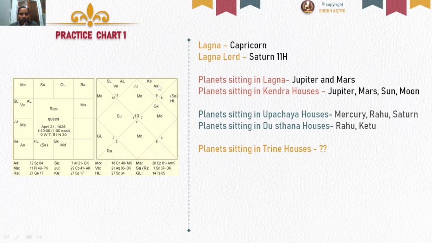Rahu and Ketu are always 1/7 to each other. Rahu is sitting in the sixth house, then opposite will be the Ketu in the D1 chart or in D9 or D12 also. Right? But first we will be talking about the D1 chart. So Rahu will be opposite to the Ketu always, right? So the planets which are sitting in the Dusthana houses are Rahu and Ketu. Now you tell me what are the planets which are sitting in the trine houses in this horoscope.